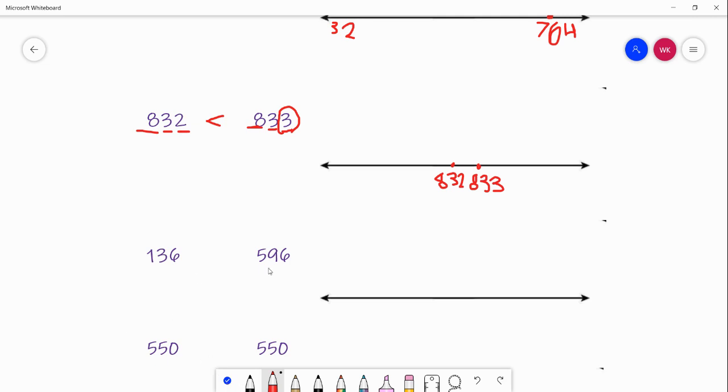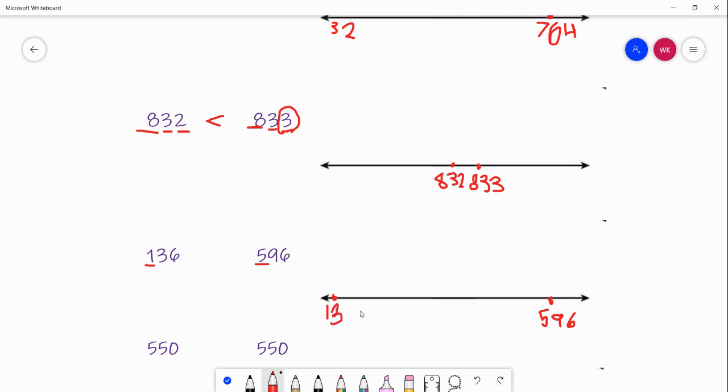Our next one is 136 and 596. So let's look at our hundreds place to see which number is bigger. We have a 1 and a 5. So our 5 is greater than 1 because it's a bigger number, right? So I'm going to go ahead and put the 596 all the way up here. And then we have the number 136. I'm going to put that all the way down here because there's like 400 between those two, right?